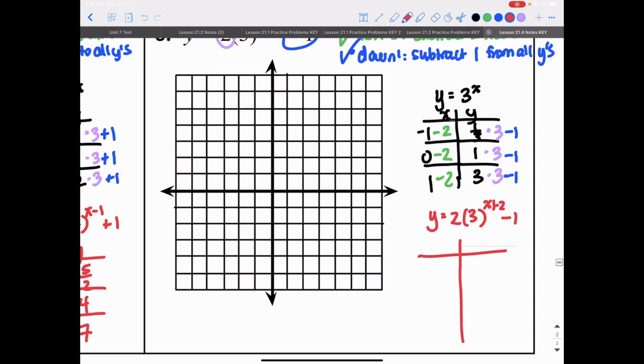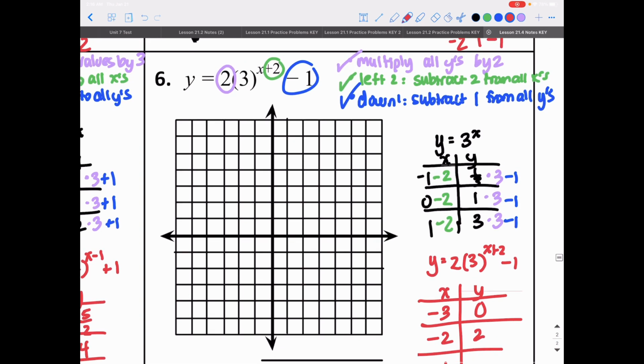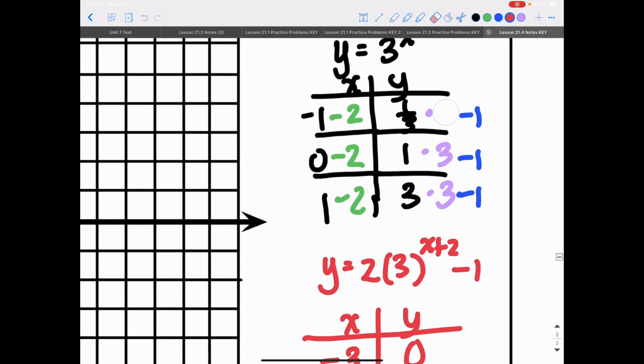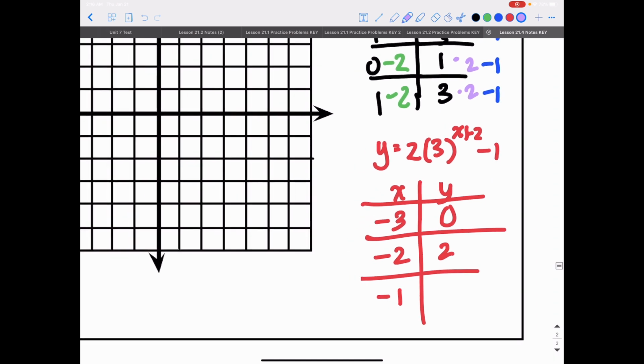So I'm going to have -3, and 1/3 times 3 is 1. 1 minus 1 is 0. I'm going to have -2, and 1 times 3 is 3. Minus 1 is 2. And then I'm going to have -1, and 3 times 3 is 9. 9 minus 1 is... Wait, did I mess up? I did, because you're supposed to multiply all of these by 2. So don't do that. You're multiplying all of these by 2. So I have to change what I have here. This is not that.